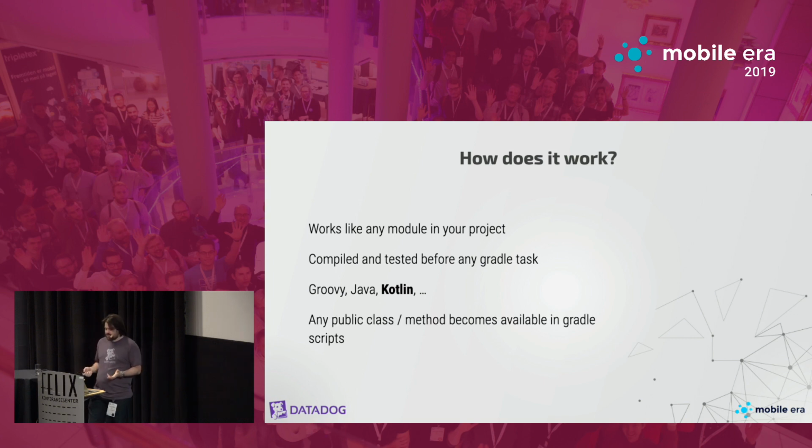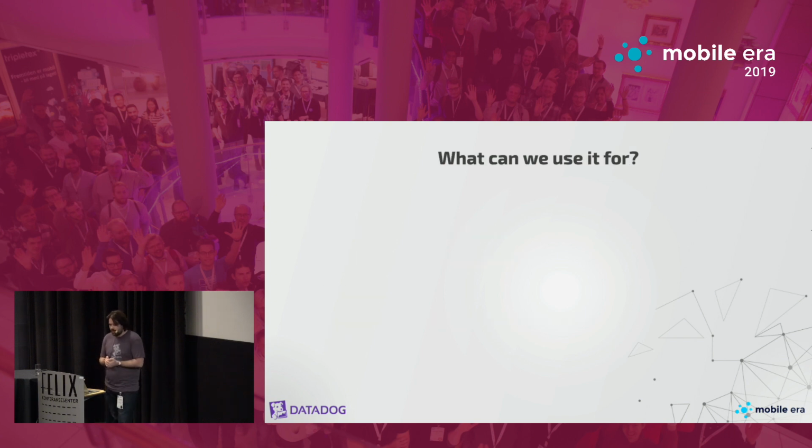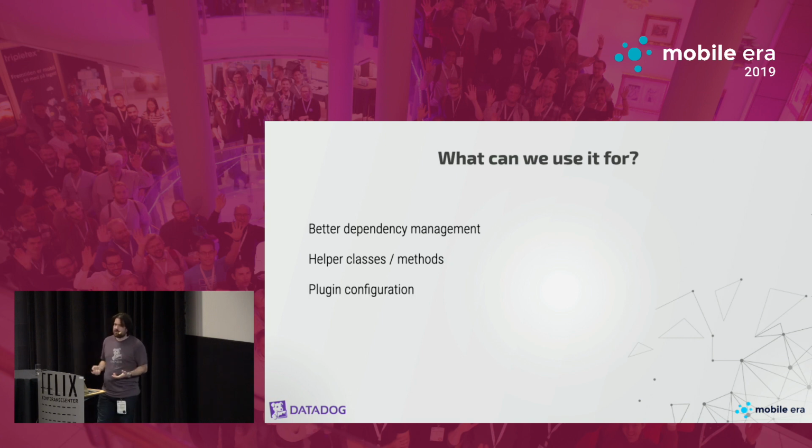And any public class or methods that you create in this module is going to be available from your build.gradle scripts. So what can you use it for? This is some example we're going to see. You can use it for better dependency management. You can create helper classes or methods. You can, of course, create some plugin configuration and write your own plugin that is going to be versioned with the project, which means that you can create your own plugin with your own code specific to your project, and it's going to be inside the same Git repository, inside the same project, so you can use it, of course, in your CI servers.